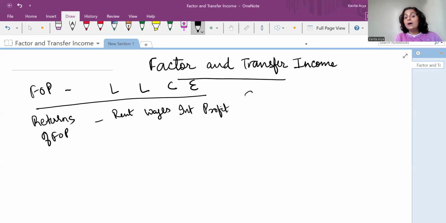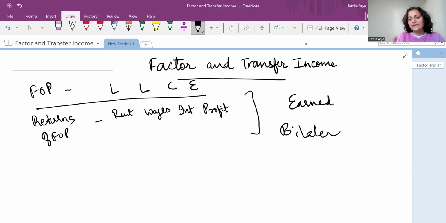So when they are working, they are getting something. It means this is earned income, and this concept is the earning concept. It means the income which is generated out of your services, out of your effort. It's a two-way transaction. It means it is bilateral in nature. When I say bilateral in nature, it means for one activity there is a cross activity.